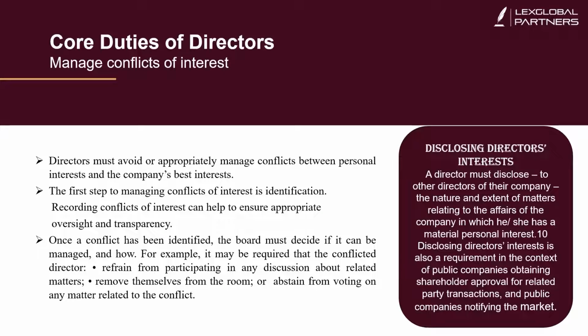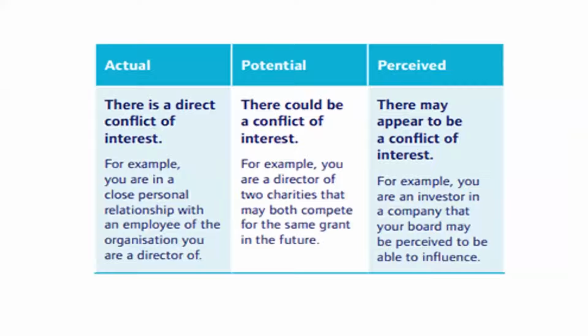As examples, it may be required that the conflicted director refrain from participating in any discussions about the related matter in which they're conflicted, or remove themselves from the room, completely leave the room. There are a lot of board meetings where one of the directors is conflicted and has already disclosed that conflict. They will simply be ethical and leave the room, because they might make a decision that's not in the interest of the company but in their own personal interest. Or they abstain from voting on the related matter.